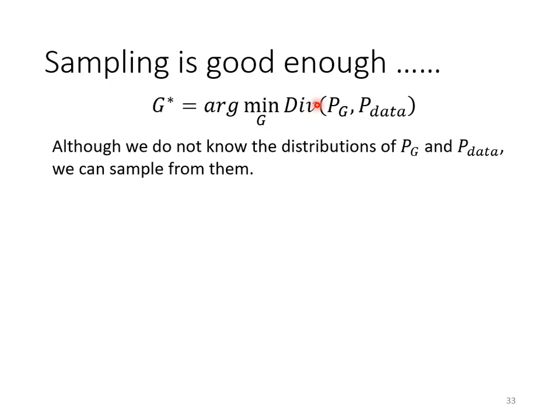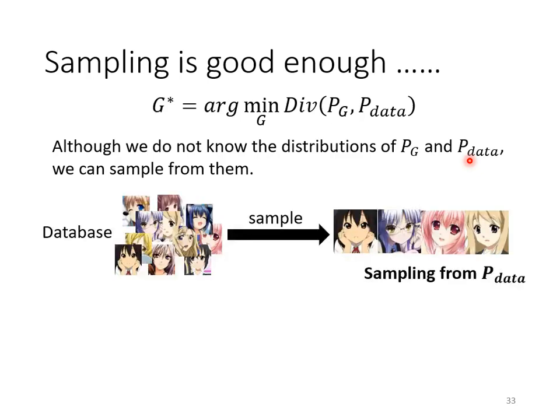But actually, as long as you can take samples from the two probability distributions, PG and P data, then you can calculate the divergence. To calculate the divergence, we only need the ability to sample from the two distributions, but not the actual form of them. Is this doable? Fortunately, yes.